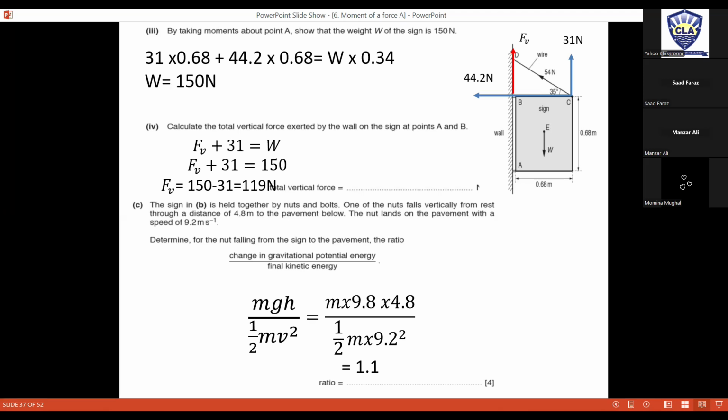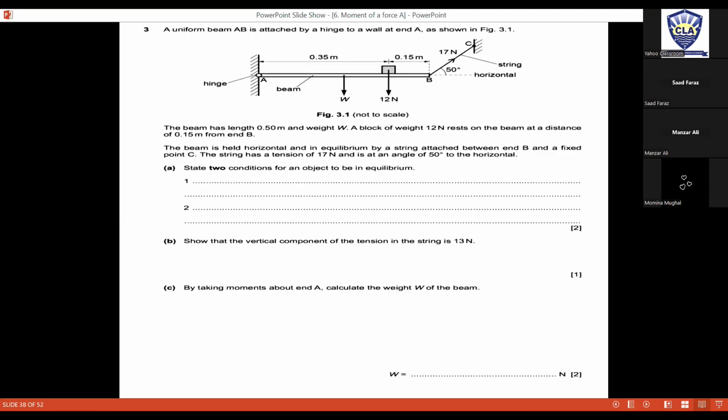Next question. We have a beam. There are certain number of forces acting on it, and one of the force of 17 newtons is not perpendicular to the distance. It is at an angle of 50 degrees.